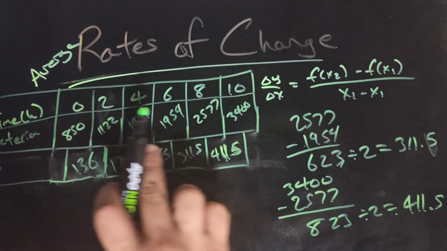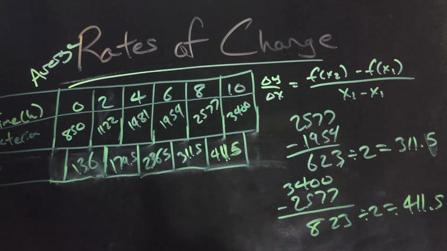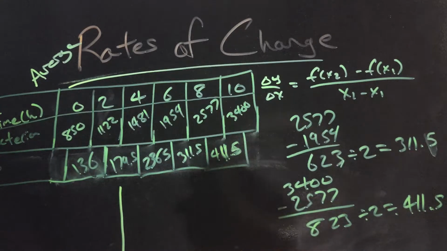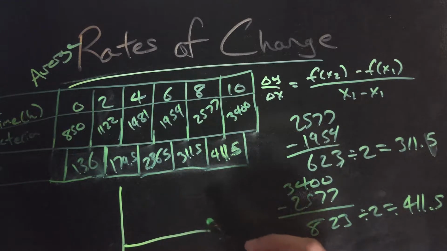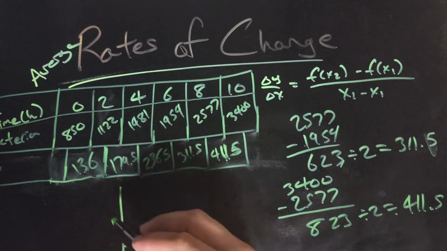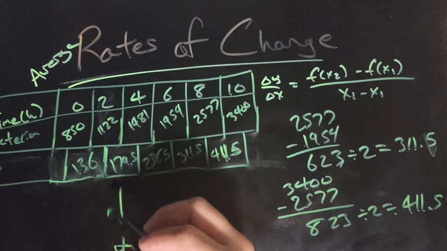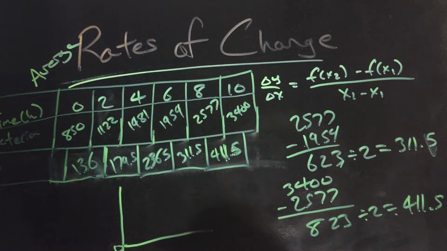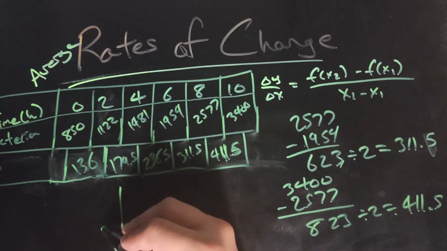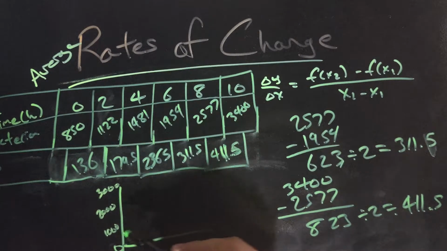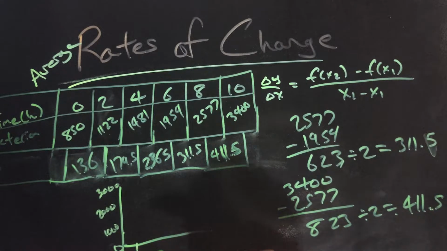So not only is the bacteria growing over time, the rate at which it's growing is growing as well. So if you were to draw that out, say this is 0, then, well, let's draw these out. So 1000, 2000, 3000, you start here, and then you do intervals of 0, 2, 4, 6, 8, 10.